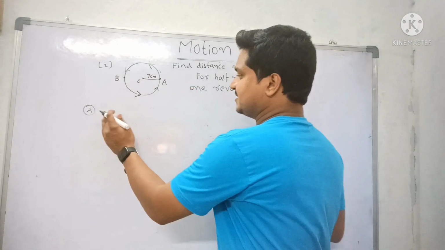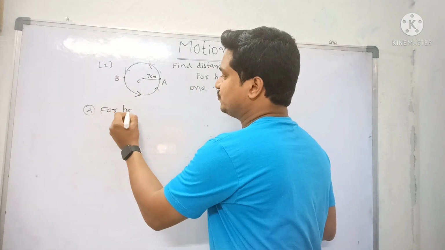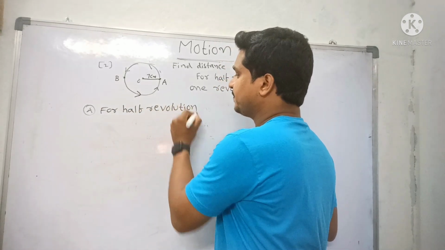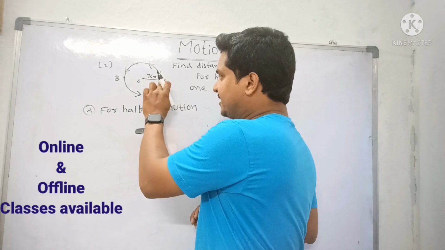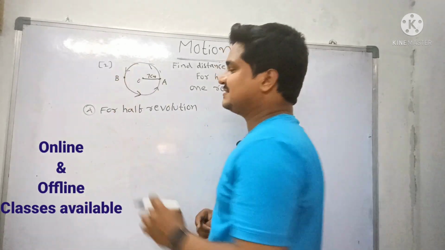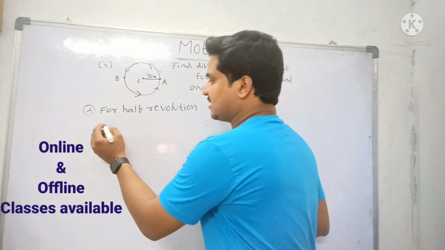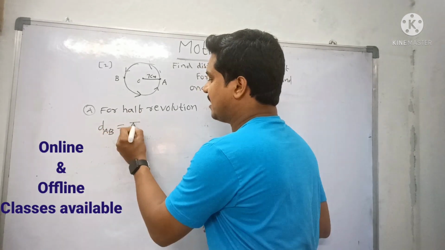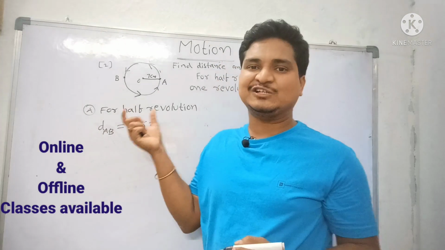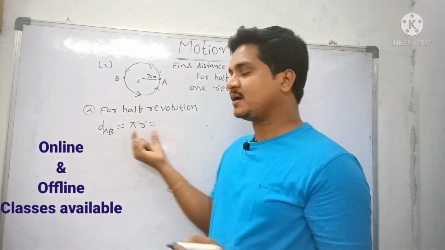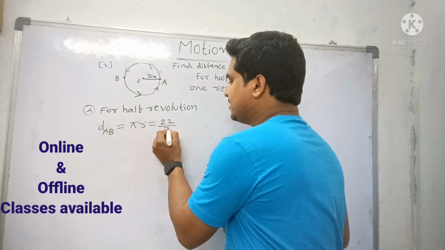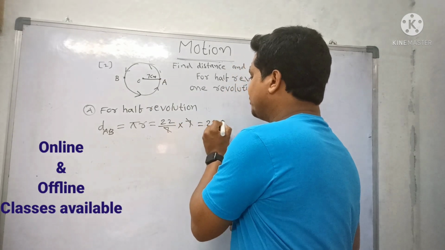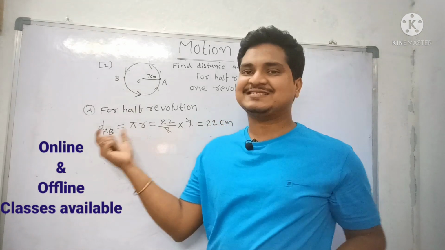To find the distance for half revolution, we need to consider the circumference of a semicircle as the distance here. DAB is nothing but pi r. Why? Because full circle is 2 pi r, half circle is nothing but pi r. Pi means 22 by 7 into r value of 7. 7 will get cancelled. We got 22 centimeter as the distance.